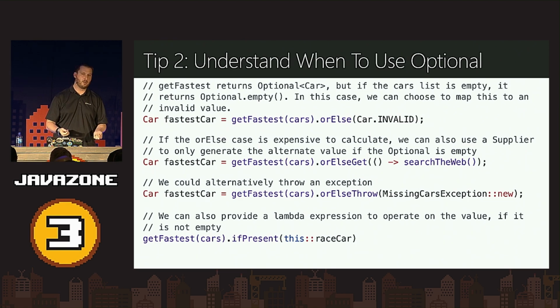For example, if the getFastest method is given an empty list of cars, or a null list of cars, we might want to throw an exception. So Optional has this ability to orElseThrow, for example, a MissingCarsException. Or we can do something like ifPresent, do something. In this case, we're going to race the car. So if the car is present, just race it.